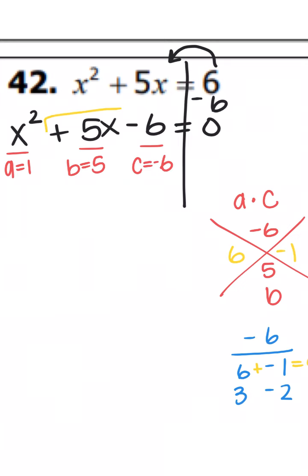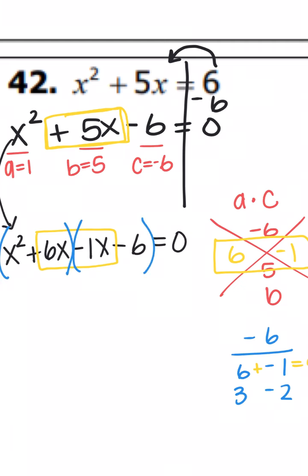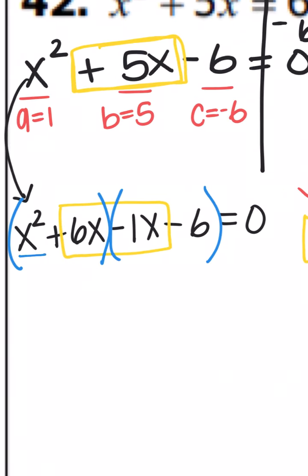So I'm going to rewrite my problem, splitting the middle into these two new numbers, but everything else is going to stay the same. So it'd be x squared plus 6x minus 1x minus 6 equals 0. Again, all I did is split this 5x into a 6x minus a 1x. The whole goal of that is because now there's 4 terms, and I can group the first two and group the last two.